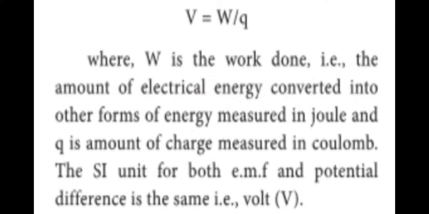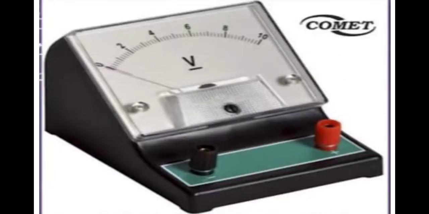And which instrument is used to measure the potential difference? Voltmeter is an instrument which is used to measure potential difference. So voltmeter is always connected in parallel to the circuit. So whenever we want to measure the potential difference between the ends of the conductor, you have to connect the voltmeter in parallel to the circuit.